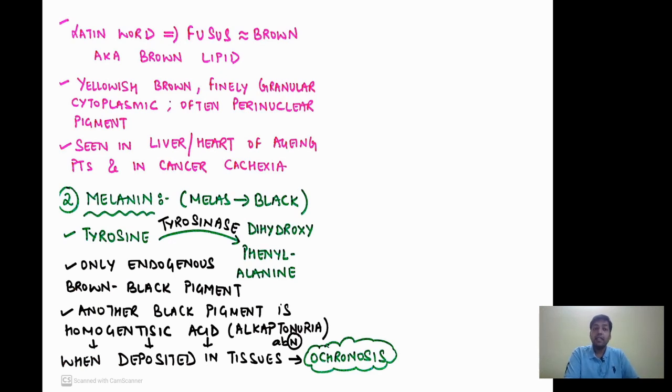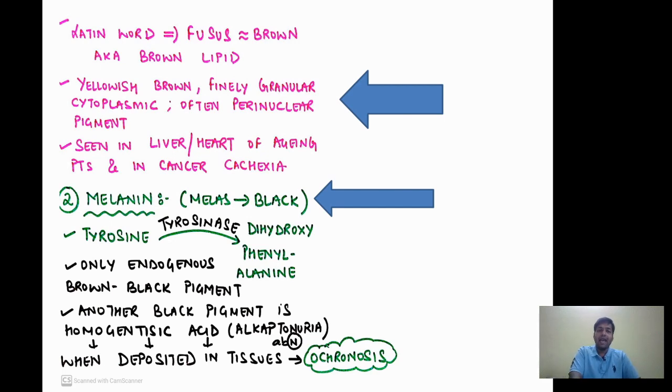They are seen in the liver and heart of aging patients, and also in cancer cachexia. So this was the first endogenous pigment, that is lipofuscin. The second pigment is melanin. The term comes from melas, meaning black. It is basically derived from an essential amino acid, tyrosine, in the presence of the enzyme tyrosinase, to form dihydroxyphenylalanine. It is the only endogenous brownish black pigment, and it is a normal pigment in our body.